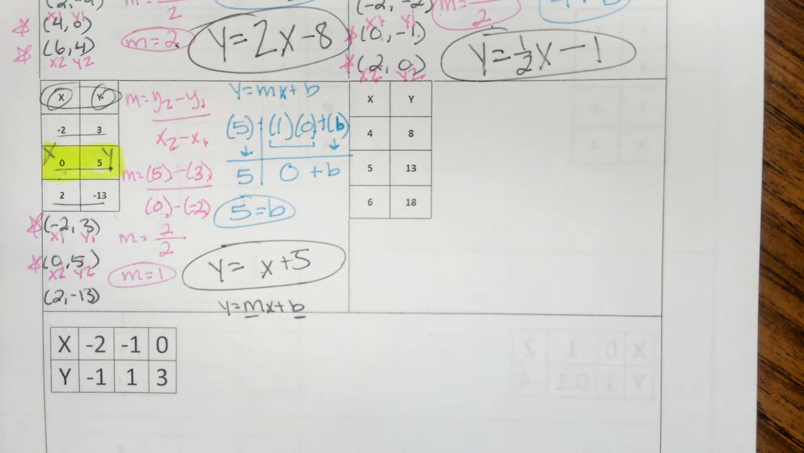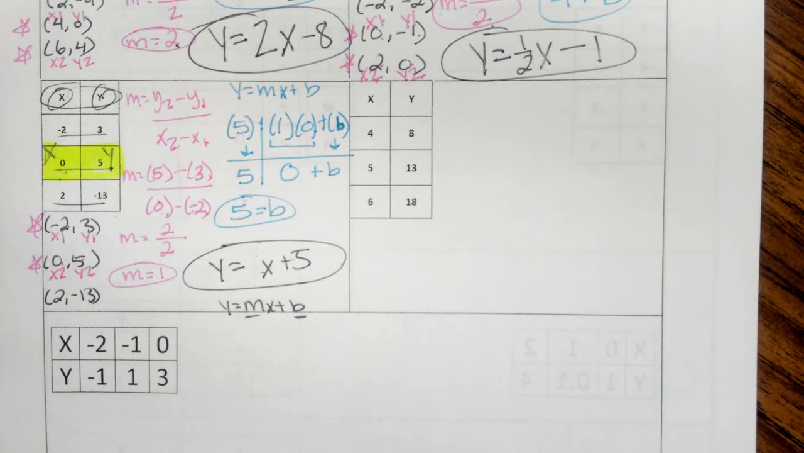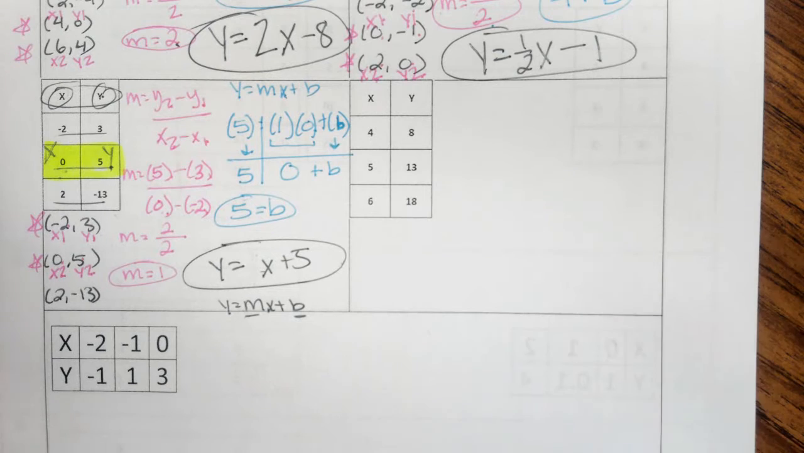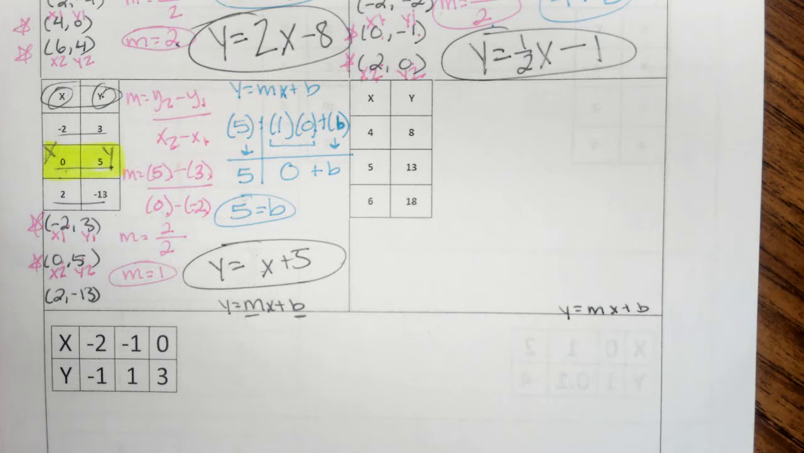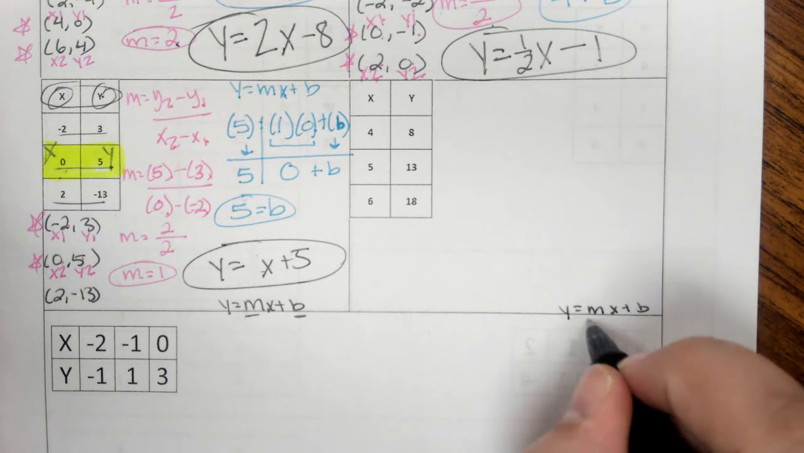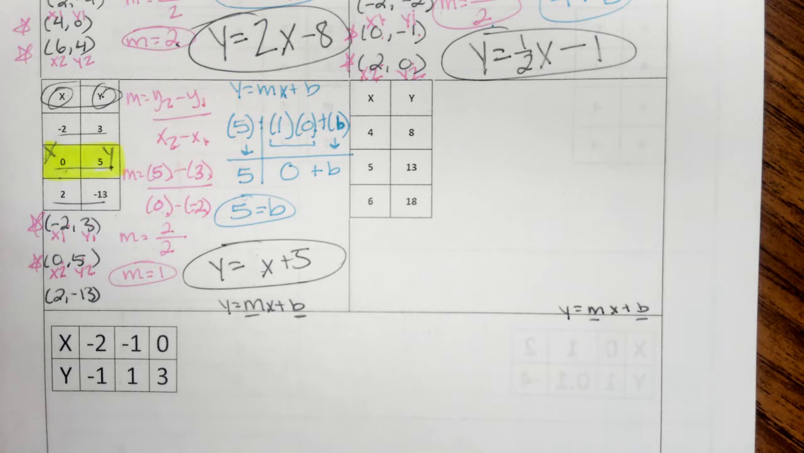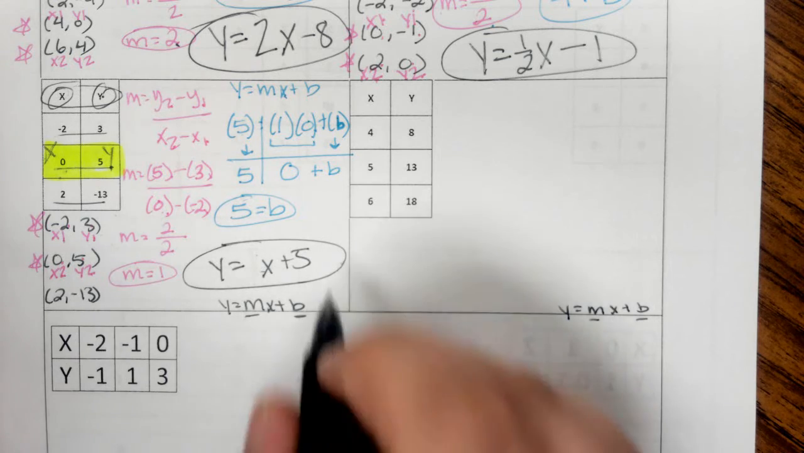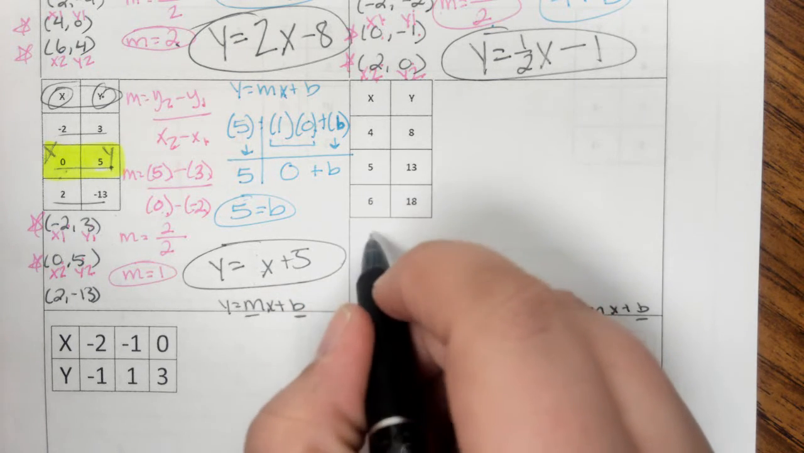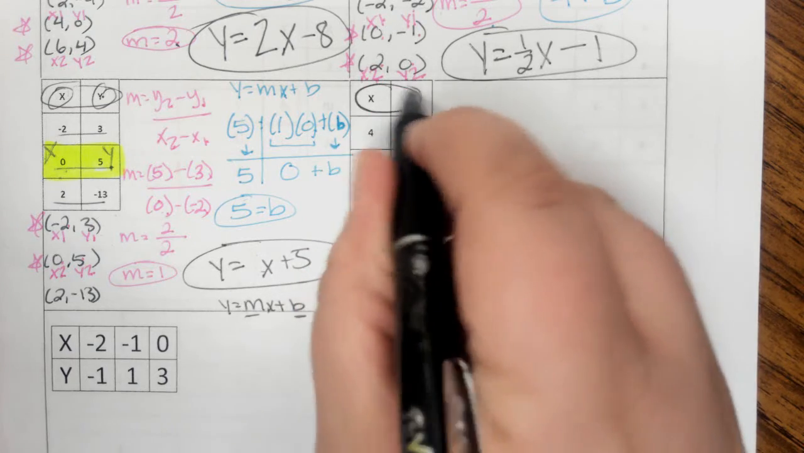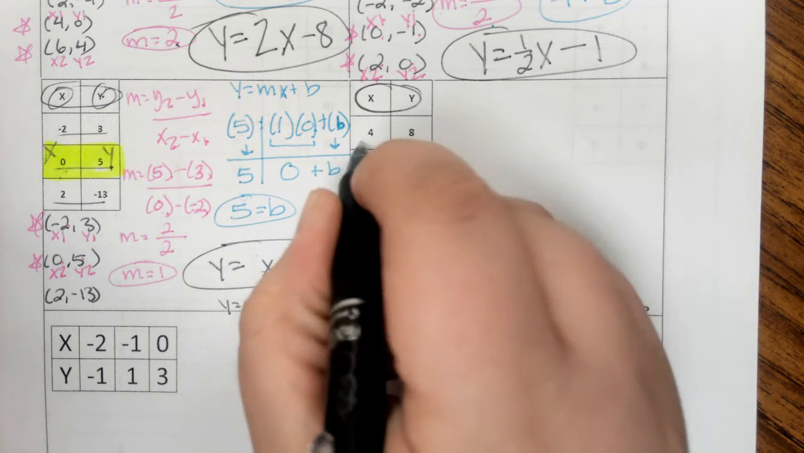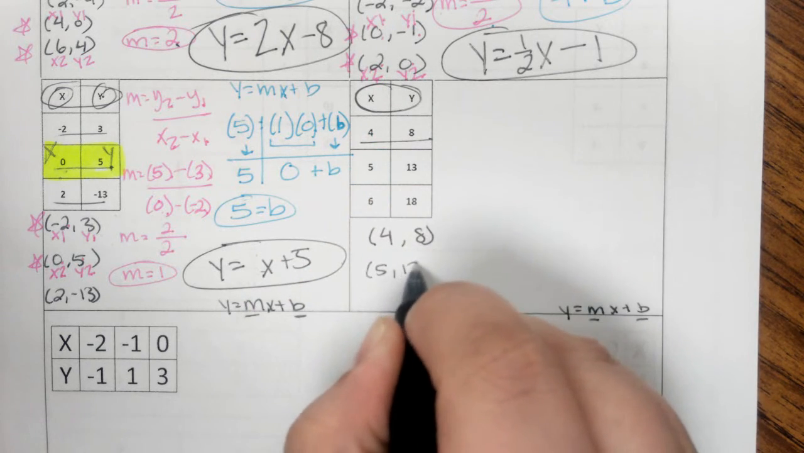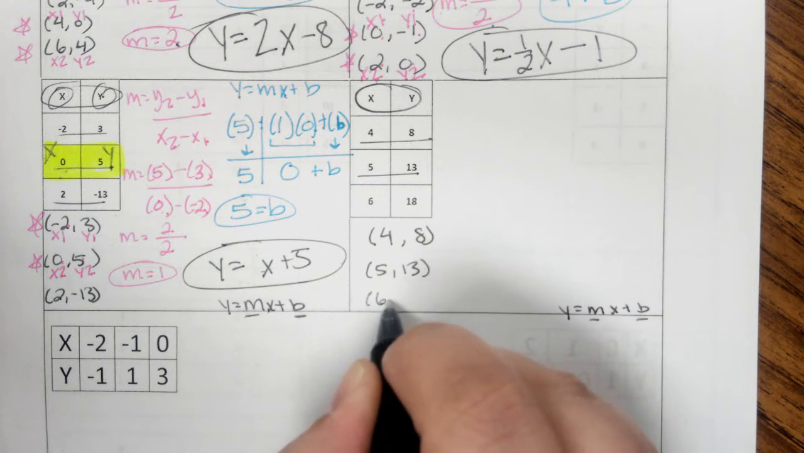Looking at the next example. First, I will remind myself that my goal is to write y equals mx plus b, replacing m and b with numbers. Before I can do that, I need to find the slope, and that's my first step. And before I can find the slope, I need to pick two ordered pairs. So I'll write my ordered pairs from the table. In this table, the ordered pairs are side by side. So we have 4, 8. We have 5, 13, and we have 6, 18.